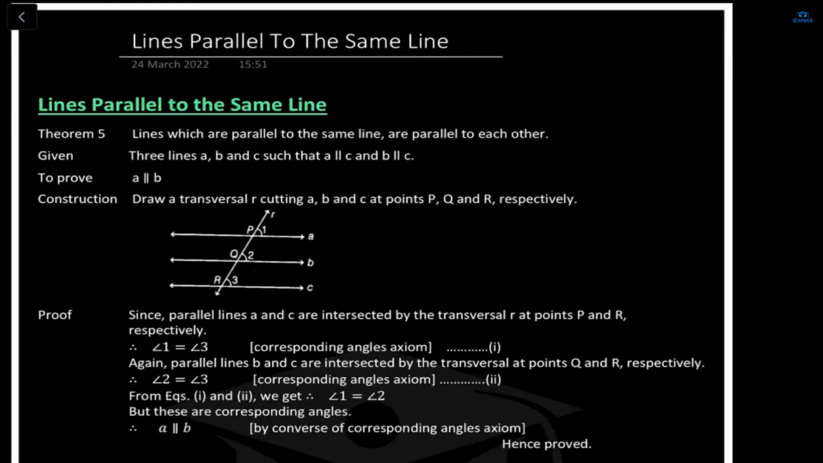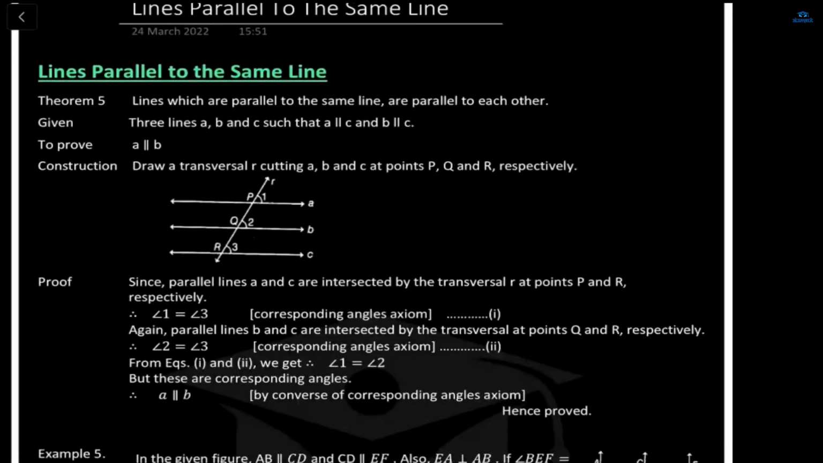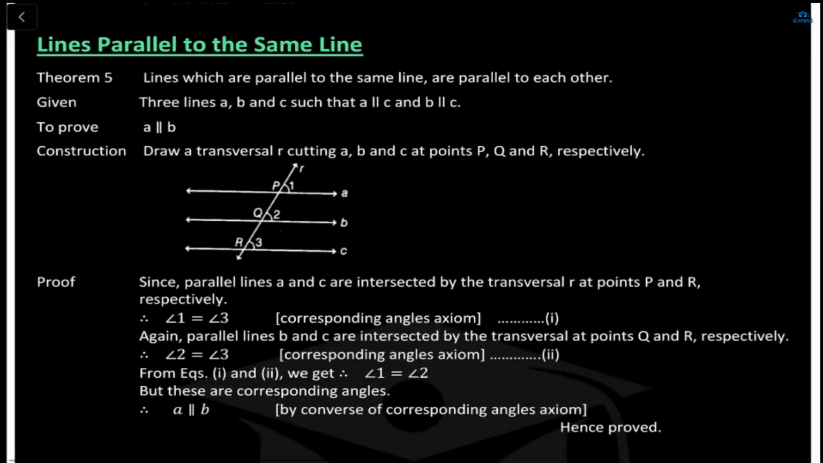Now here you can see lines parallel to the same line. Okay. Now, the lines that are parallel to the same line will be parallel to one another. Okay, the theorem is there. The two lines and after that a transversal is there. So see here, the theorem says lines which are parallel to the same line are parallel to each other. If a line A is parallel to B and B is parallel to C, that means A will be parallel to C also. Okay, so that we have to prove.